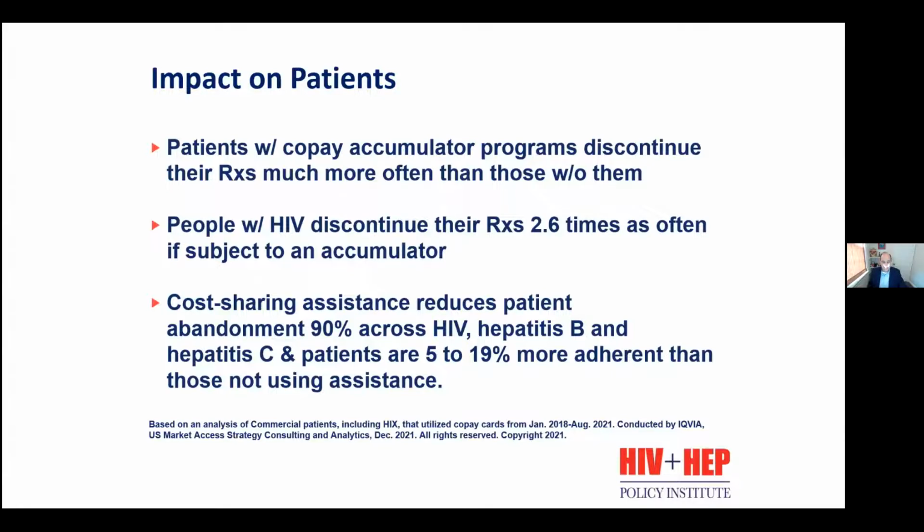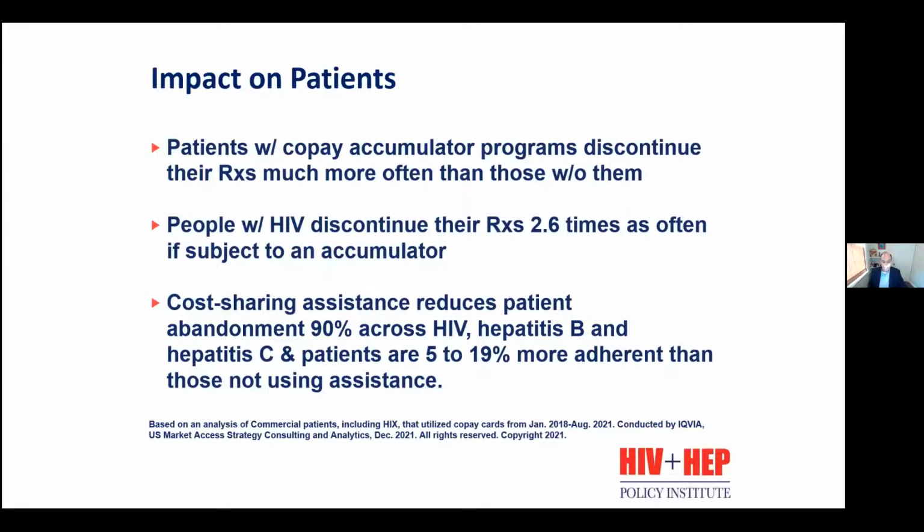So that was their first finding. And then secondly, that people with HIV discontinue their drugs more than 2.5 times as often if they're subject to an accumulator. And this is bad. People who are on HIV drugs need that medication to stay healthy and alive, just like so many other diseases and illnesses. But for HIV, it's an infectious disease. And if you are not on your medications, you can transmit the virus to other people. So this is a public health issue as well.